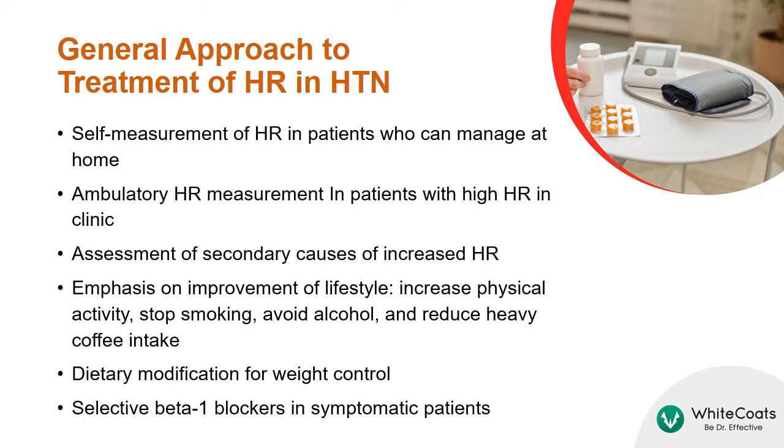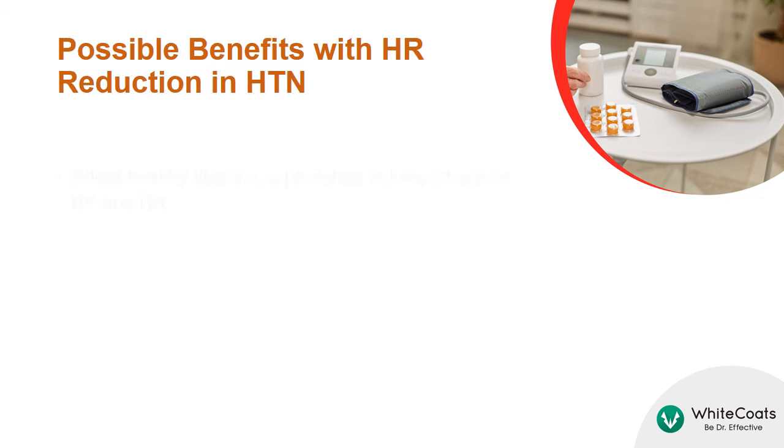There should be self-measurement of heart rate in patients who can manage at home. In patients with high heart rate in clinic, ambulatory heart rate measurement should be considered. Look for secondary causes of increased HR. There should be emphasis on improvement of lifestyle. There should be dietary modification for weight control. Selective beta blockers have to be considered in symptomatic patients.